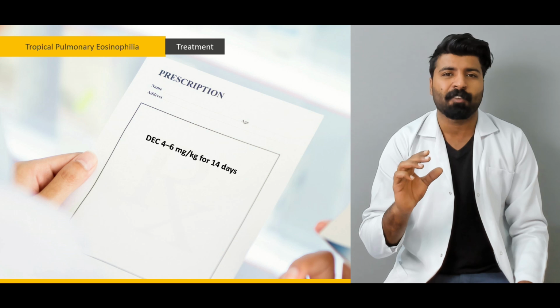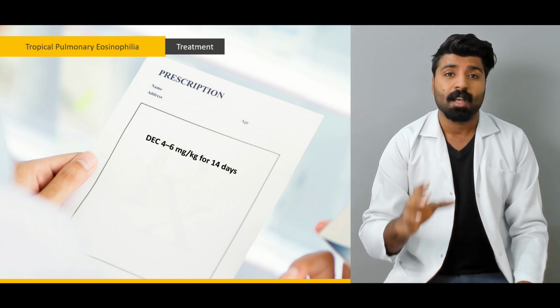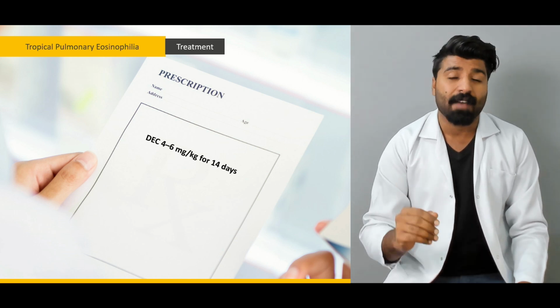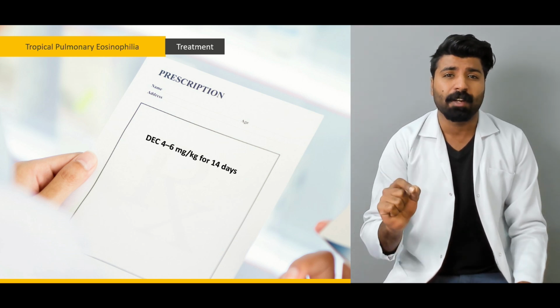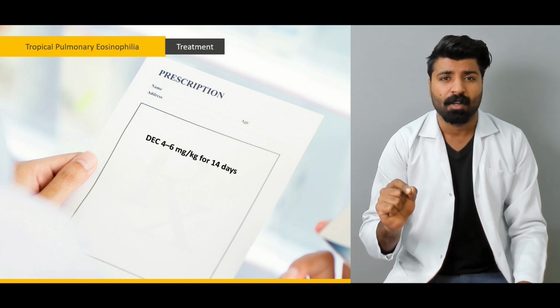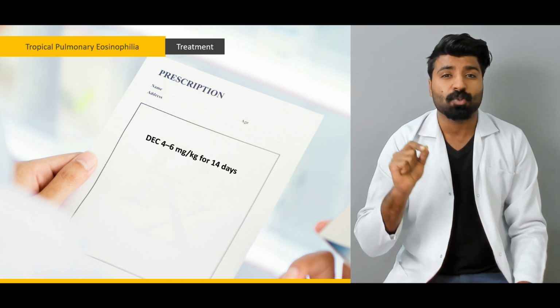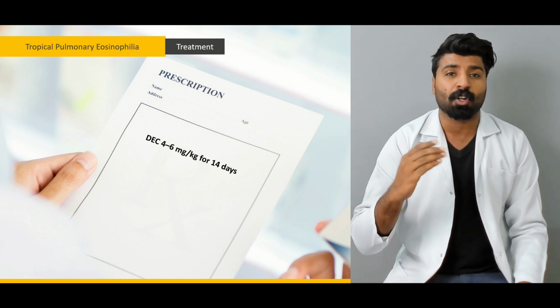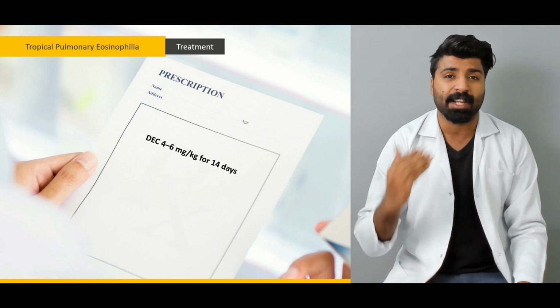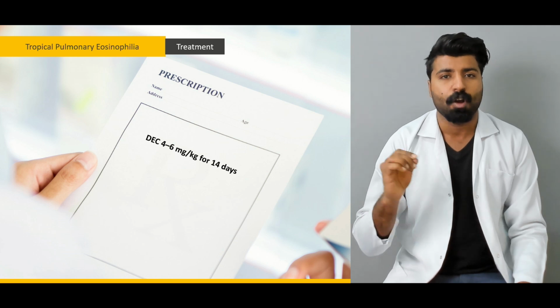So the set treatment for this disease, whatever pathology it causes, whatever the side effects are, is DEC at 4 to 6 milligram per kg for 2 to 3 weeks in patients who are having this for the first time, and for patients who are chronic or getting this disease again and again, we give it for 3 to 4 weeks.